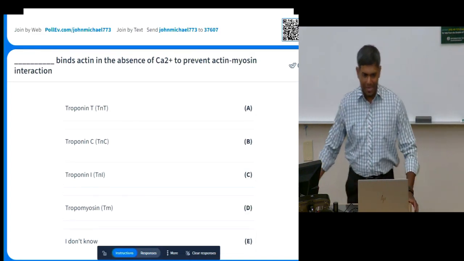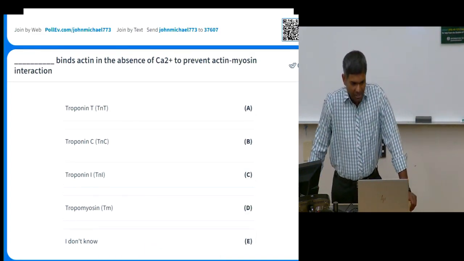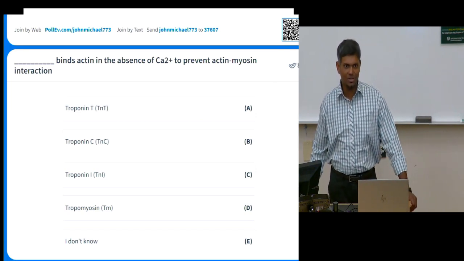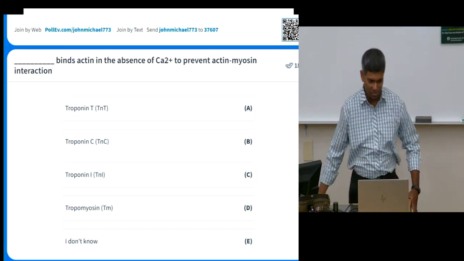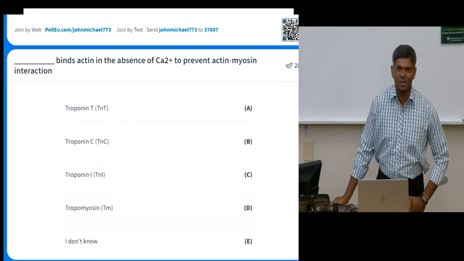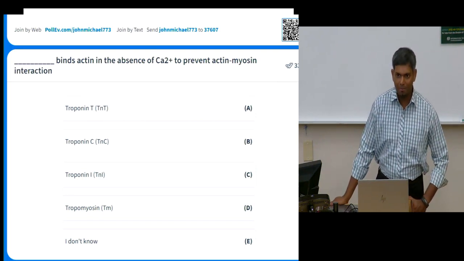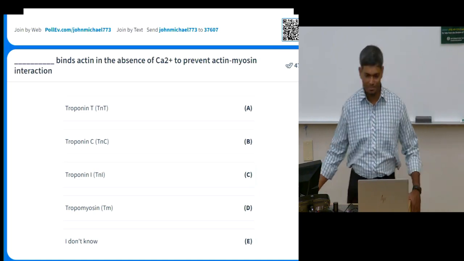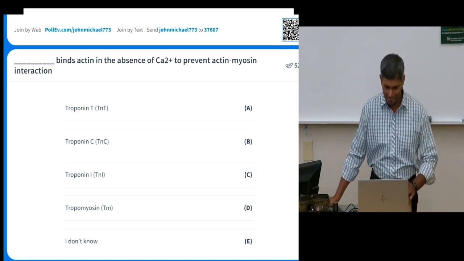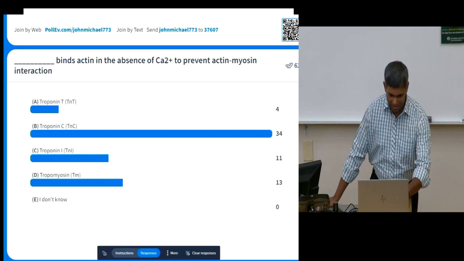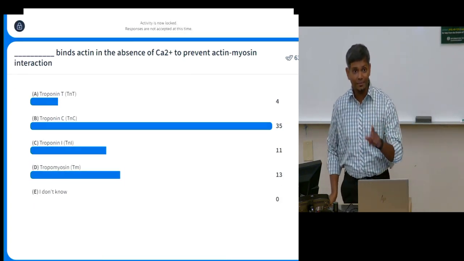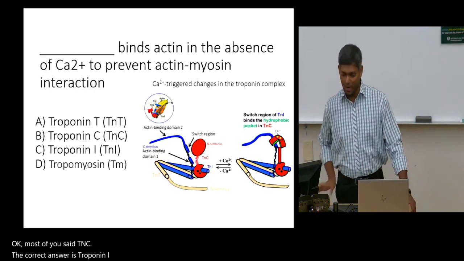Okay, next question. Blank binds actin in the absence of calcium to prevent actin-myosin interaction. It is troponin T, troponin C, troponin I, or tropomyosin. What is going to bind to actin in the absence of calcium? Okay, most of you said T and C. The correct answer is troponin I. Okay, let me explain why.